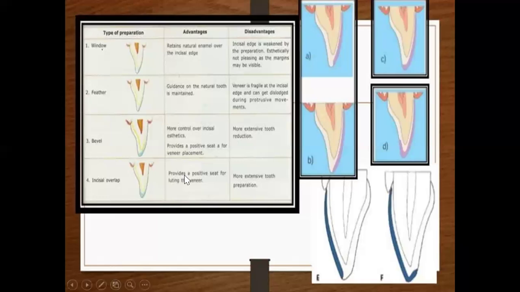The incisal overlap type of preparation provides a positive seat for the luting of the veneer. The disadvantage is that more extensive tooth preparation is required in this type of preparation.